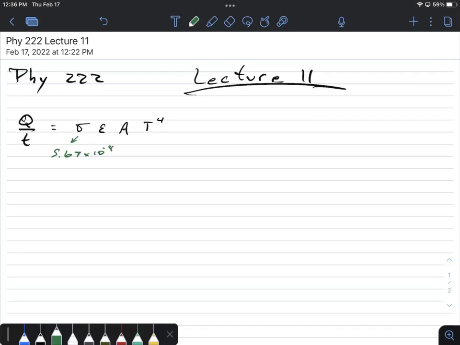Epsilon is a number which deals with the material. How good does this material radiate? Is it a perfect radiator? Then it's an epsilon of 1. If it's a poor radiator, then it's near 0. And the problem will generally say this object radiates at 35%. And so you'd say the epsilon then must be 0.35. A, capital A, is the surface area of the object.